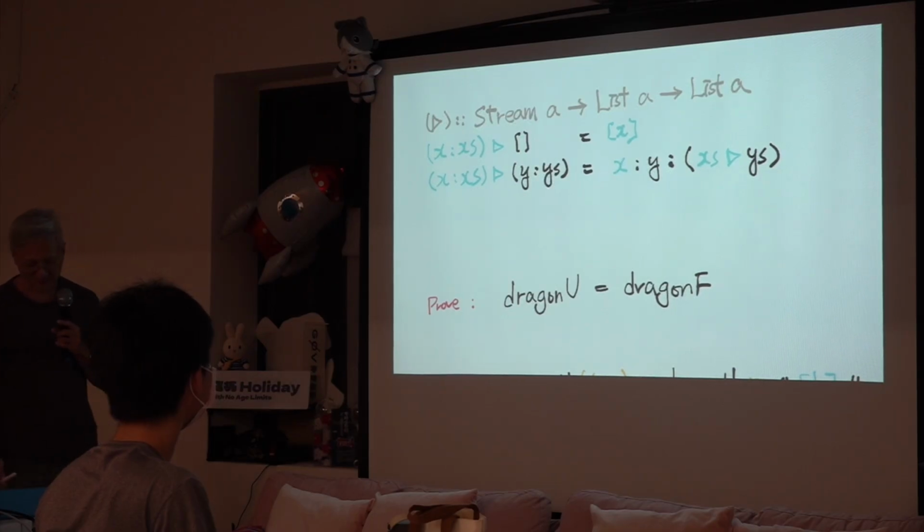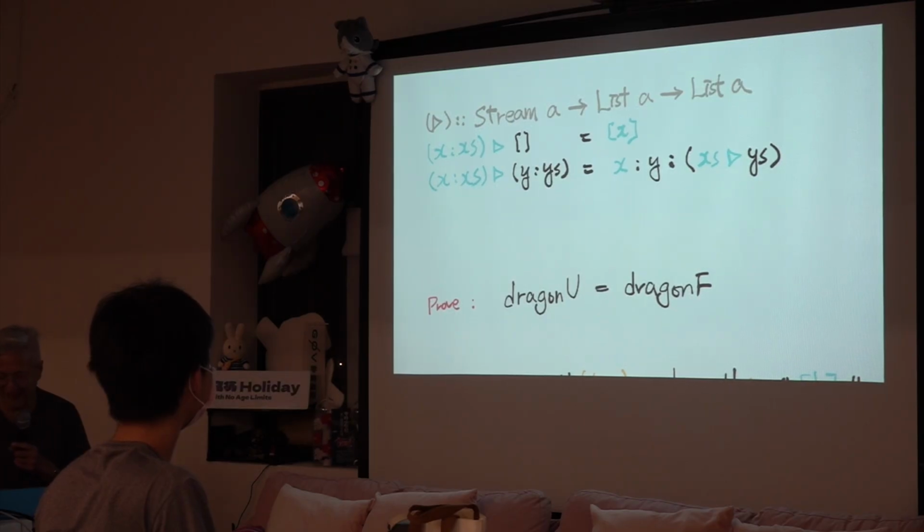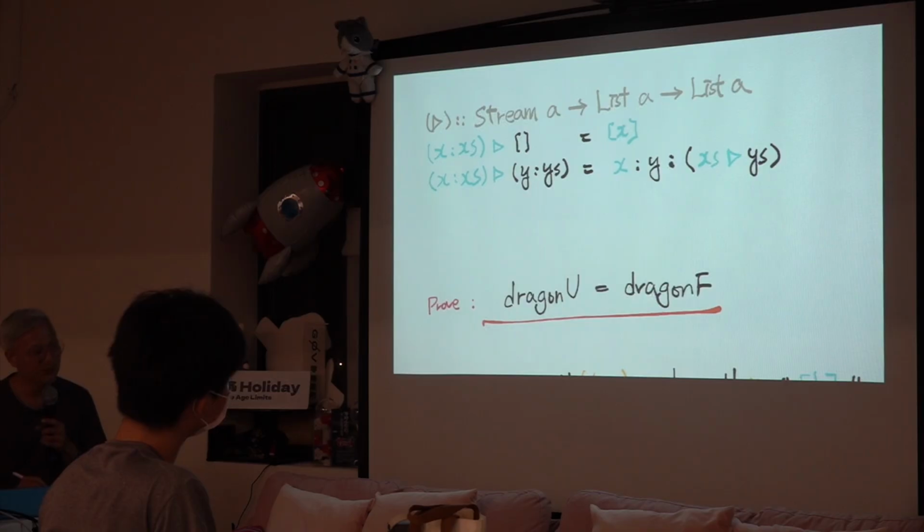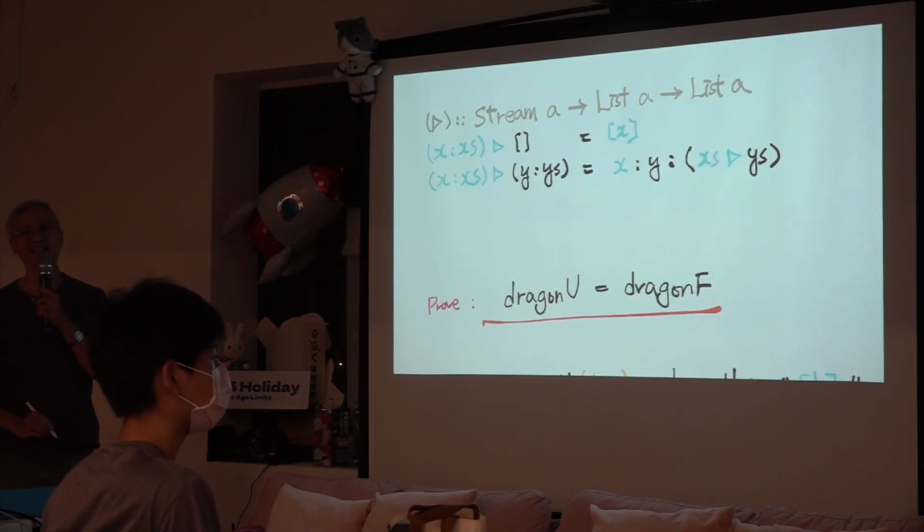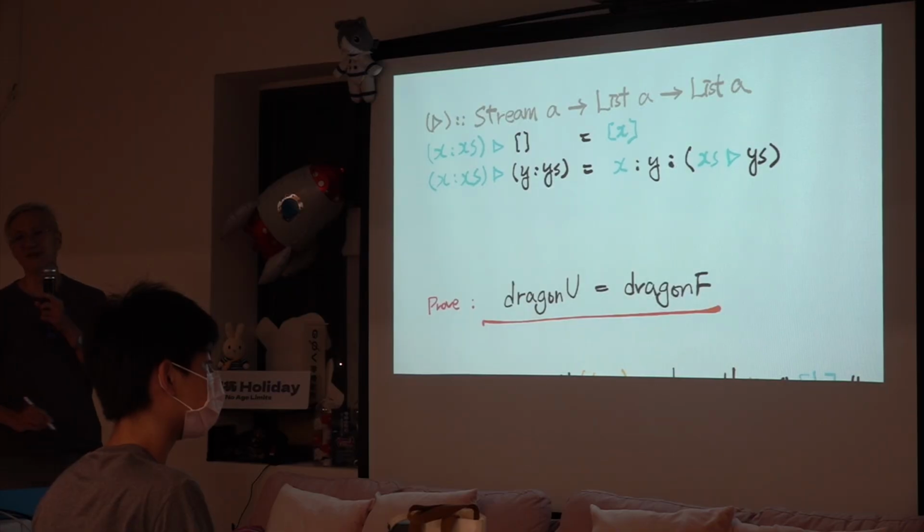Right. So our task today is to prove that dragon U equals dragon F. How do we do that? By induction. Like I said in the lecture, that's the only way we know how to prove things so far, and we try to use it as much as possible.